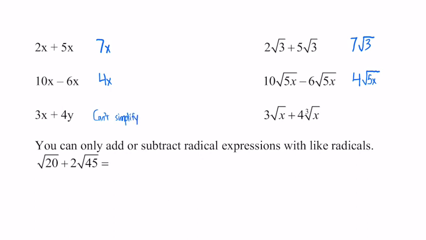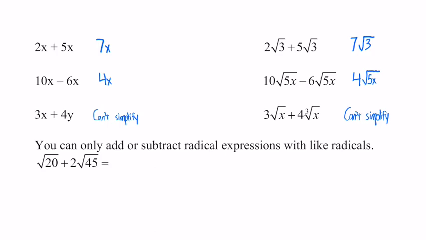That means we can't combine them. In a similar way, if we have 3 square root of x plus 4 cube root of x, we have the same thing under the roots, but they're different types of roots. One is a square root and one is a cube root. So those terms we can't combine. They're different types of roots. You can only add or subtract radical expressions with like radicals, where it's the same type of root with the same thing under the root.